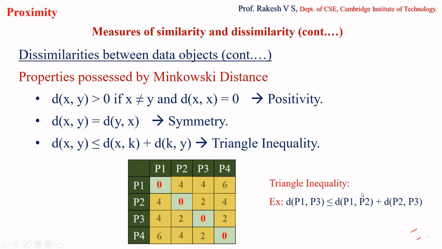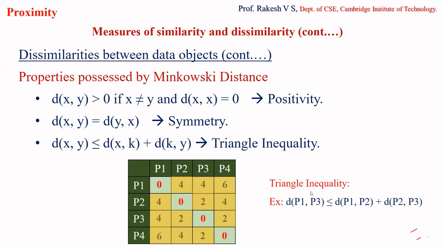Can you verify that and tell me whether it is satisfied or not? Calculate it from the table. The distance between P1, P3 is what? P1, P3 is 4. It should be less than or equal to the distance between P1, P2 plus the distance between P2, P3. Is it satisfied? On the right hand side, you are getting 6. The left hand side value is 4. So 4 is less than 6. Yes, it is satisfied, right?